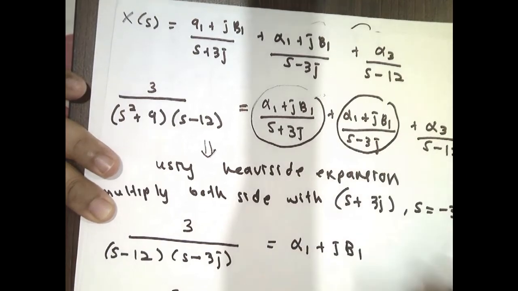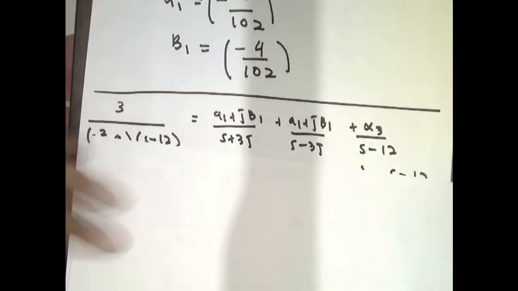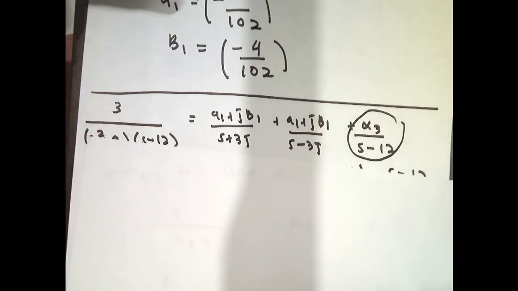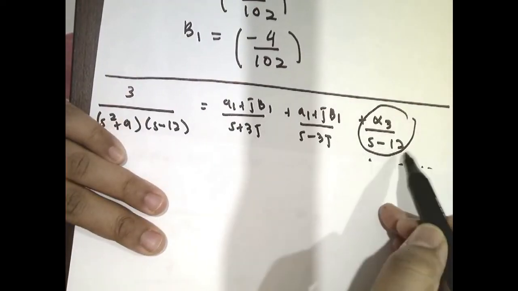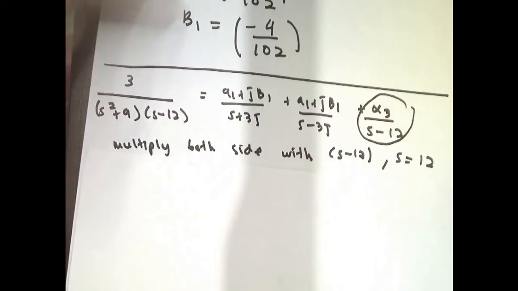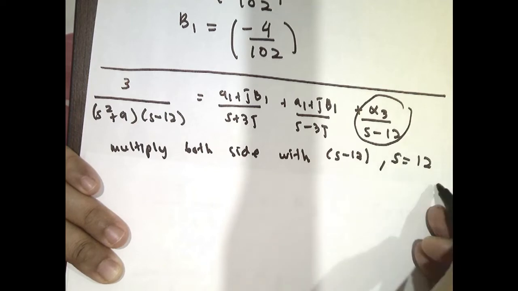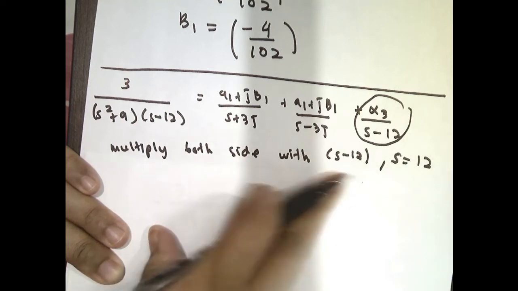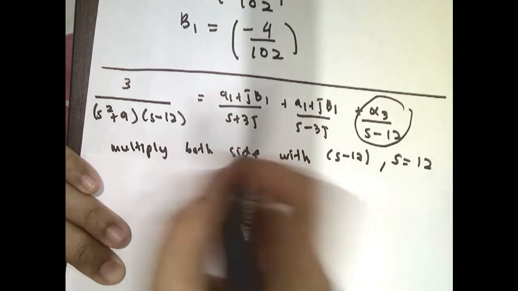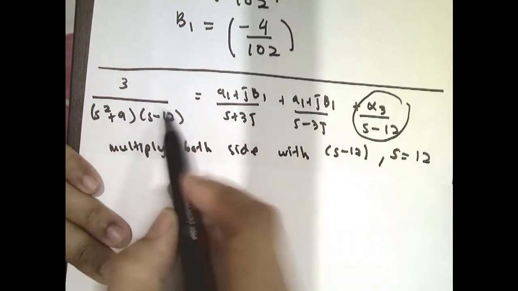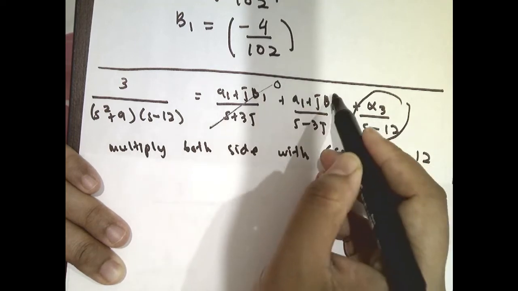So now we move to the third one, alpha 3. We want to find alpha 3. So how to find alpha 3? Because the denominator of alpha 3 is s minus 12, what we do is we multiply both sides with s minus 12 and make s equal to 12. What happens if you multiply both sides with s minus 12 and then substitute s equal to 12? This value will cancel off, and this value also will become 0.